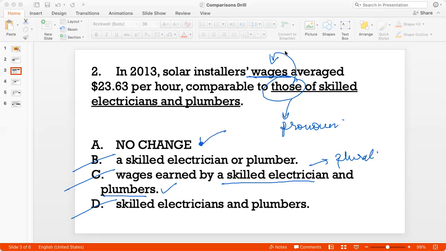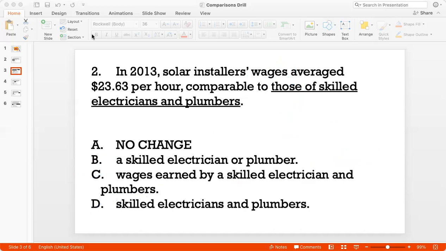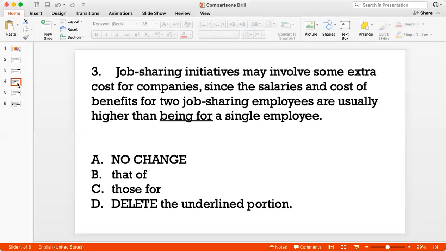Okay, Question 3. Job sharing initiatives may involve some extra cost for companies since the salaries and cost of benefits for two job sharing employees are usually higher than being for a single employee.